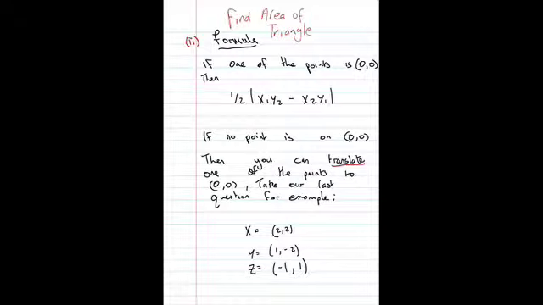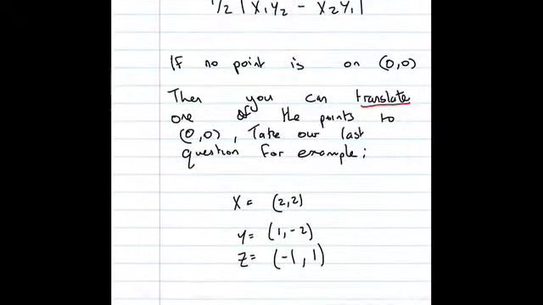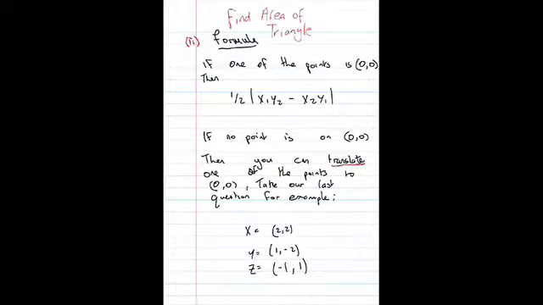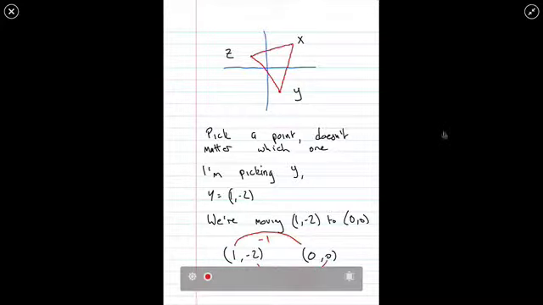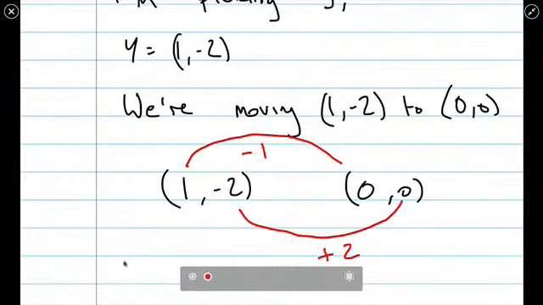So what you do is we pick one point, and we decide to move that one there. Then we just translate all the others. It doesn't matter which point we're picking. So I'm going to pick y here, which is 1, minus 2, and I'm going to move that to 0, 0. So how do I get from 1 to 0, Liam? I just subtract 1. How do I get from minus 2 to 0? Add 2. So my translation is minus 1, plus 2.